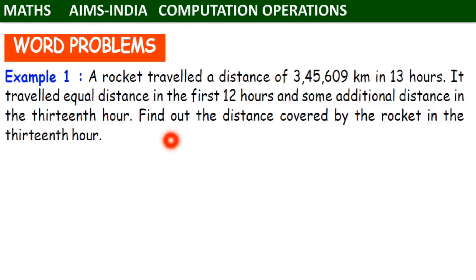Okay, let us solve word problems based on division. Example 1. A rocket travelled a distance of 3,45,609 kilometers in 13 hours. It travelled equal distance in the 12 hours and some additional distance in the 13th hour. Find out the distance covered by the rocket in the 13th hour.